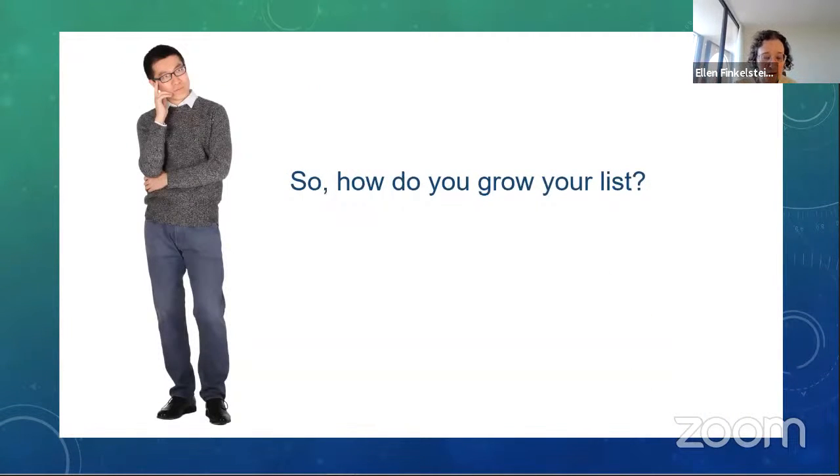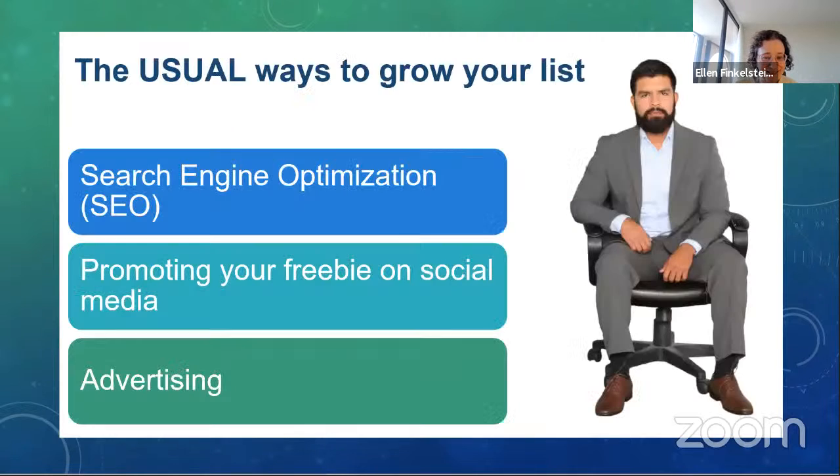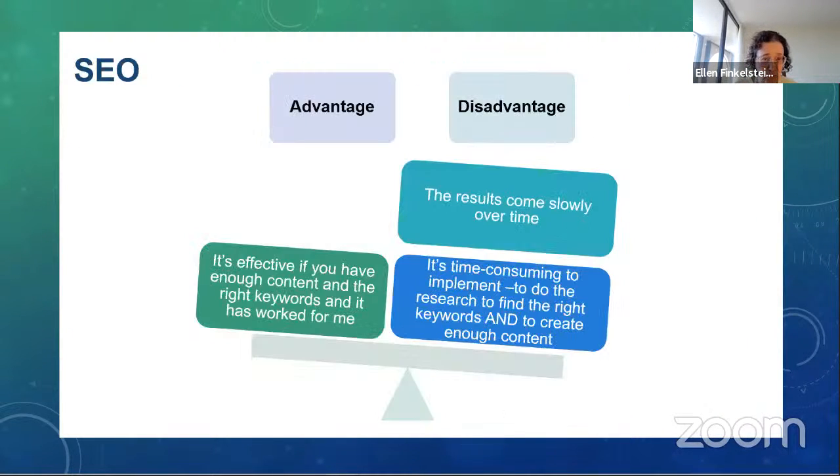So how do you grow your list? That's what we're here for today, right? The usual ways to grow your list, and you probably are familiar with these, and it's not that they're bad methods, but I am going to give you some unusual ways as well. So the first one is search engine optimization. And the second one is promoting your freebie on social media, your free offer, your lead generator. And the third one is advertising. And I want to go into each one of these just briefly.